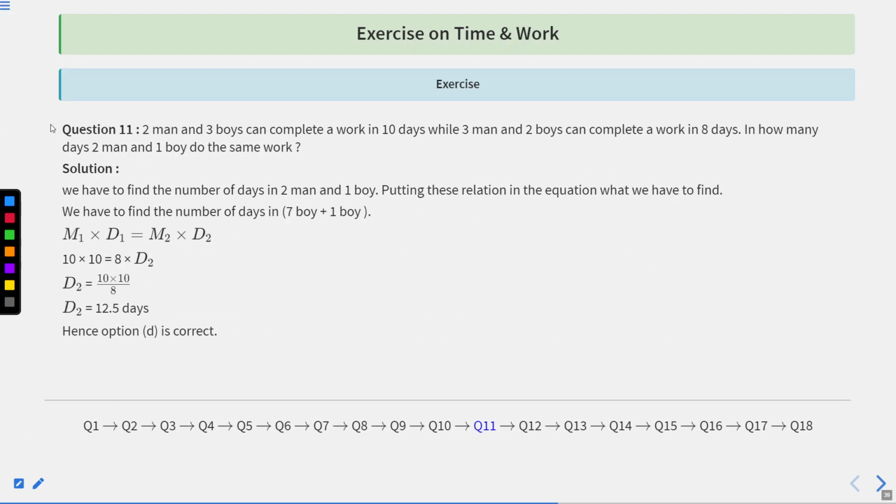So we have to find the number of days for 2 men and 1 boy. Putting this relation in, we have to find the number of days for 7 boys plus 1 boy. So that is M1 D1 equal to M2 D2, and it will be 10 times 10 equal to 8 into D2, that is D2 equal to 12.5 days. So the correct option here is option D.